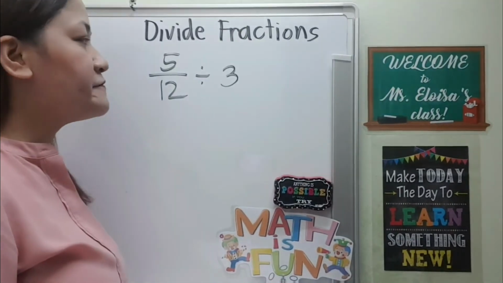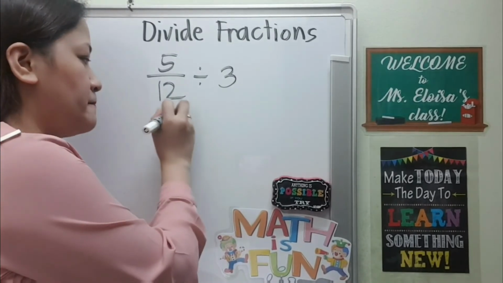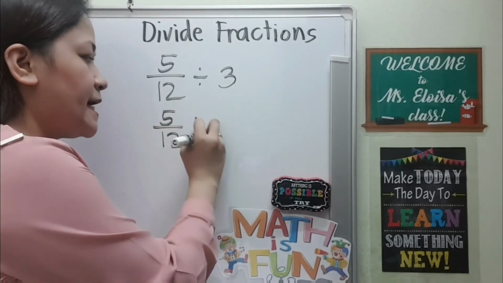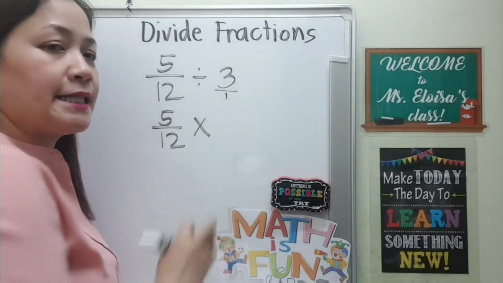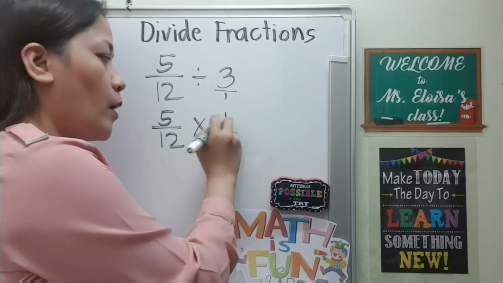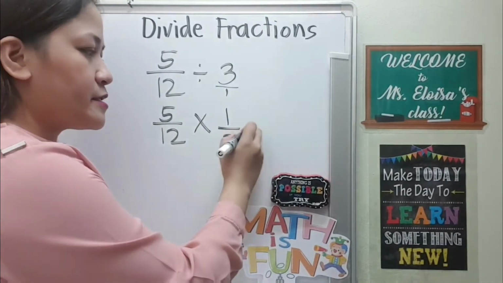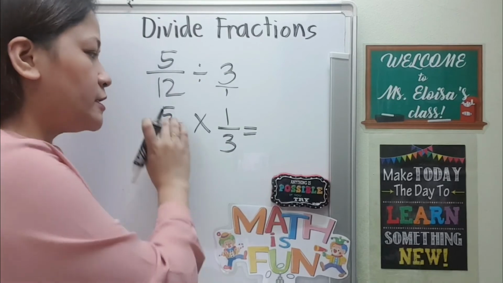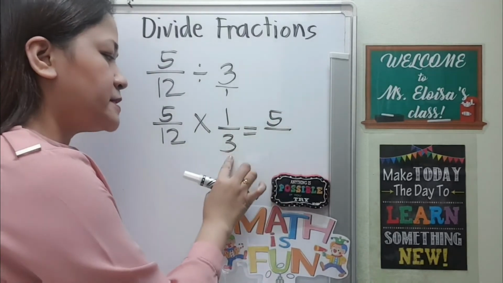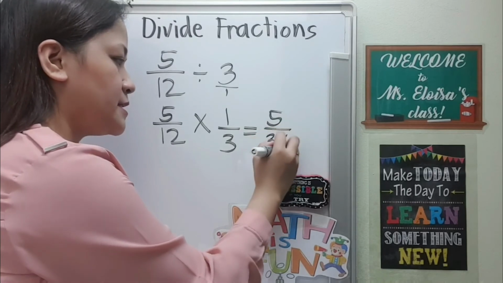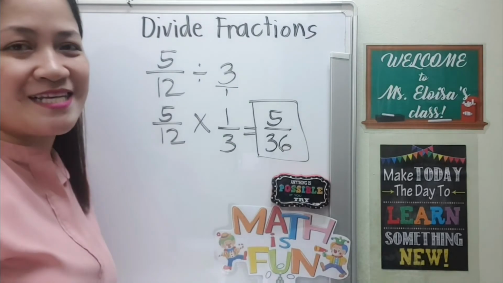Next, we have 5/12 divided by 3. So copy the first number times 3, which here is a whole number, so it is over 1. And its reciprocal is 1 over 3. So there are no common factors. We'll proceed to multiplication. 5 times 1 is 5 over 12 times 3 is 36. So the quotient is 5 over 36.